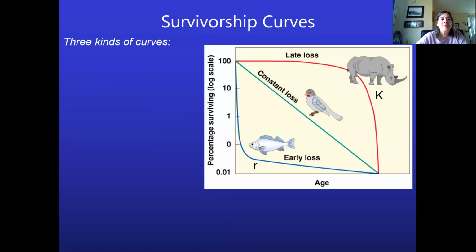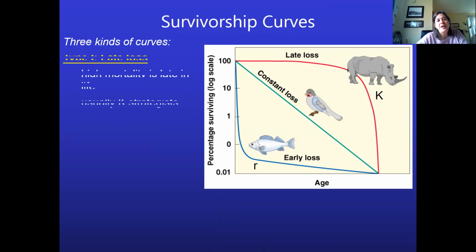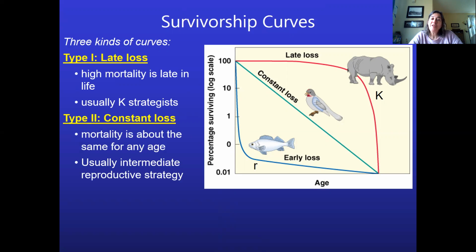So survivorship curves. There's three kinds of curves. There's type 1, which is late loss, which means high mortality is late in life. These are going to be usually your K strategists. We are this way. Type 2, constant loss. This is the one that's hardest for me to understand, but basically mortality is about the same at any age. This would be bizarre if humans were this. Imagine losing a certain percentage of our population at any age group.